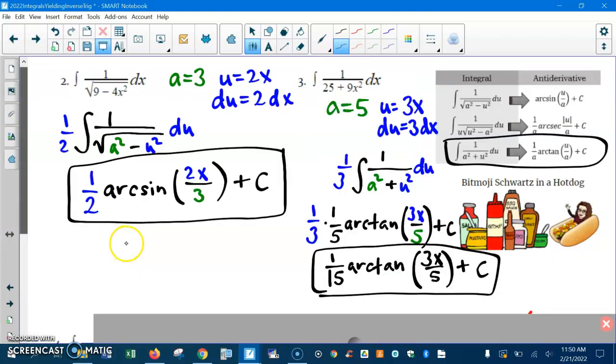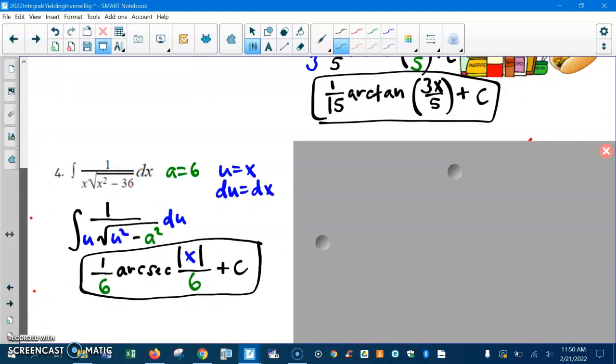Now, for number 4, let's see if I can get this. I see that I have an a of 6 and a u of x, so my du is a direct exchange with dx. And I'm in the form that will yield an antiderivative with an inverse secant function. So I end up with 1 over 6 times the arcsecant of the absolute value of x over 6 plus c.